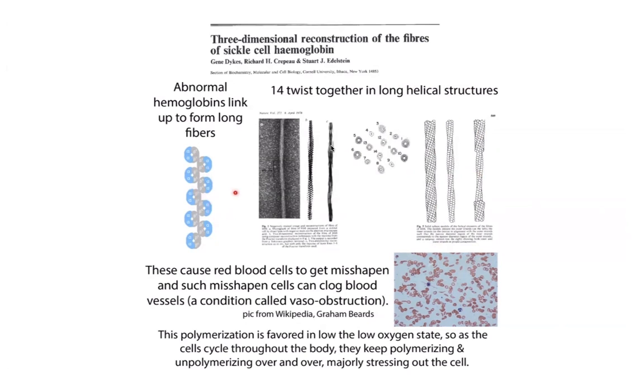Remember, that's our T state. So as the cells cycle throughout the body, they keep polymerizing and depolymerizing over and over again, majorly stressing out the cells. So this is what happens with sickle cell anemia.